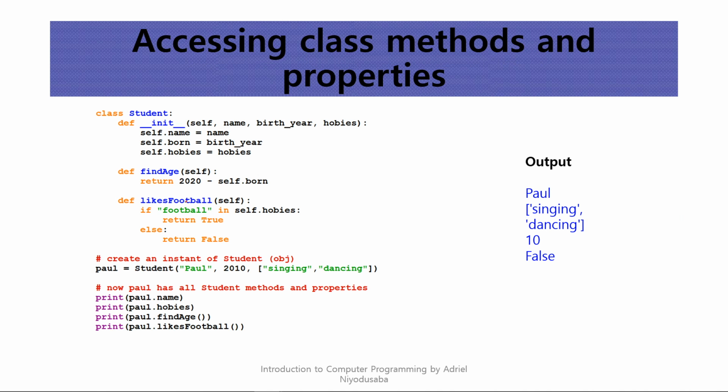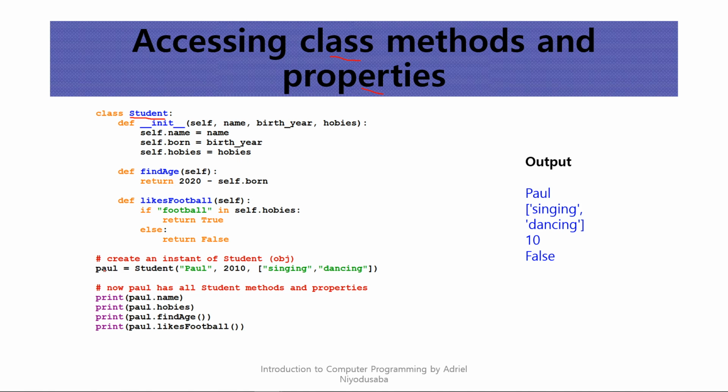Okay. Now, how do we access the methods and properties inside the class? I made an example here of a class called students. I gave it a constructor method which receives name, birth year, and hobbies. Self is like the default, all the functions have to have it. Now when we receive a name, we save it as a name. Birth year, we save it as born, and the hobbies, we save them to hobbies.